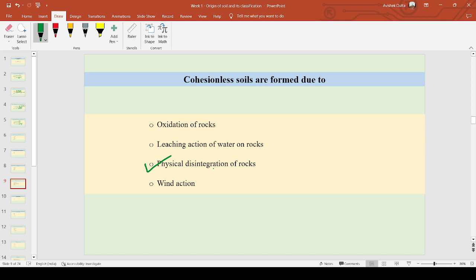The rest, oxidation of rocks, is a chemical process. Leaching action of water on rocks is also a chemical process. Physical change leads to the formation of cohesionless soils, which do not have cohesion, for example sand and gravels, formed by physical disintegration of rocks. Clear?